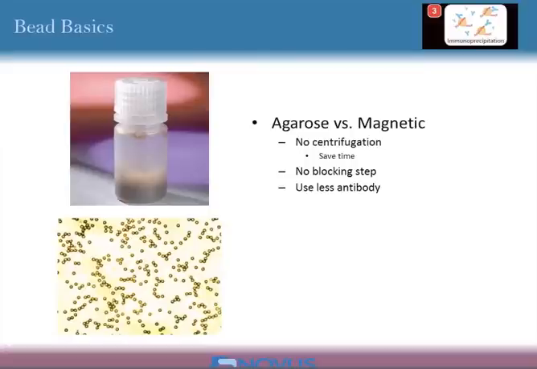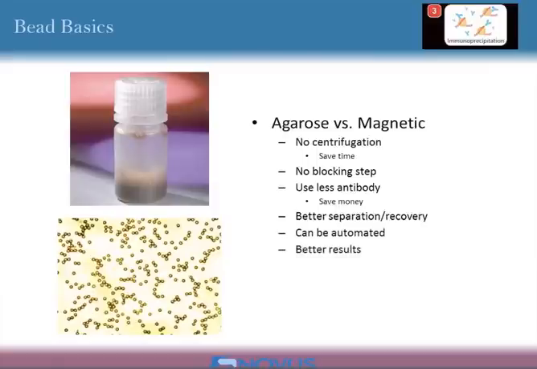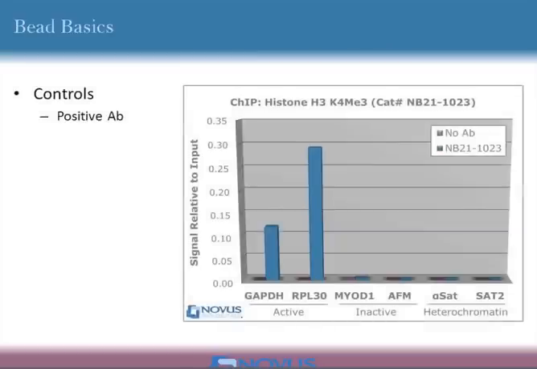Otherwise, you're going to pick up a lot of nonspecific background too. So you can use much less antibody and therefore save money with the magnetic beads versus the agarose. The better separation and recovery, as I was talking about, it's much easier to separate with the magnetic stand, and it can be automated, yielding better results.